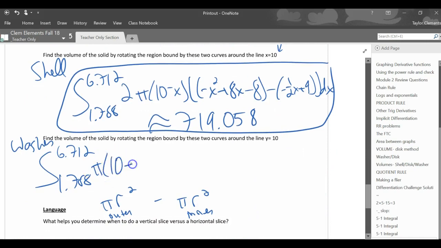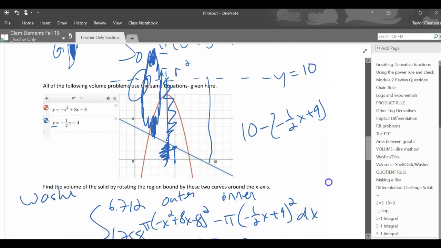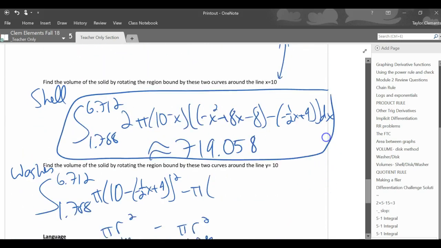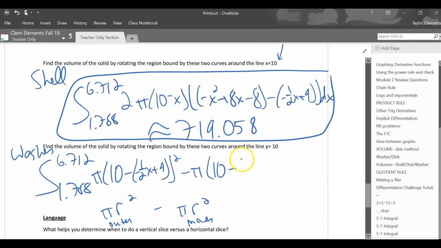Pi, 10 minus negative 1/2 x plus 4, that whole thing squared, minus pi. Now the inner one, I think, is the same thing. It's going to be that full 10, take away this y value, and then you're left with this distance, and that's the inner radius. 10 minus negative x squared plus 8x minus 8, squared, pi r squared dx.